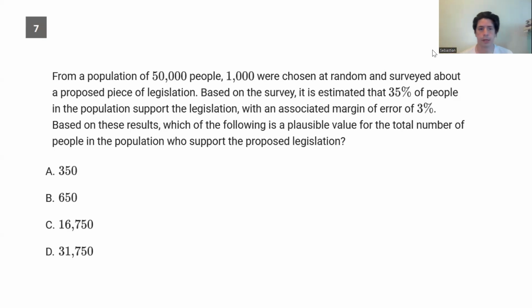Hey everyone. So today we're going to be working on question 7 from Bluebook Test 1, Math Module 1, which is about statistics. And then I'll do 3 follow-up questions that sort of build off this question, right?